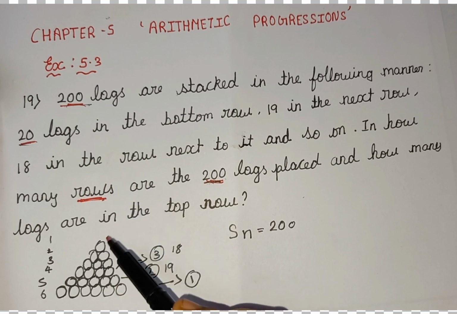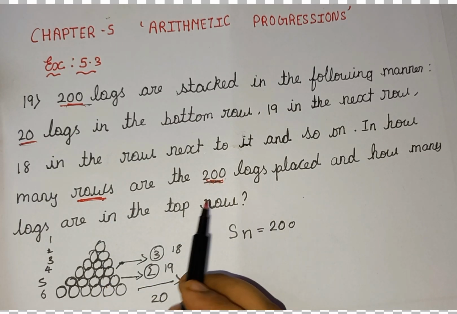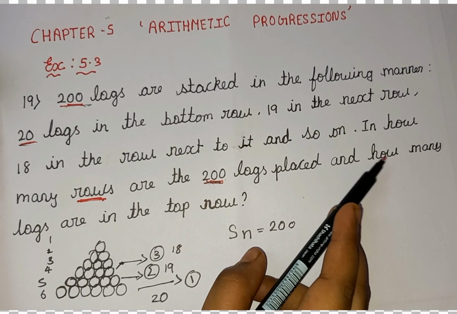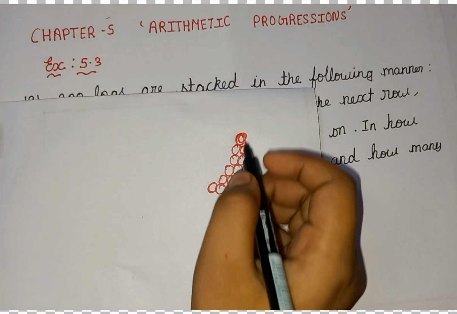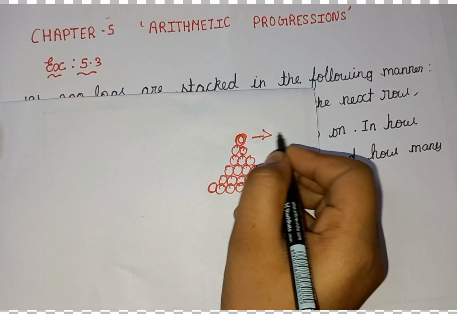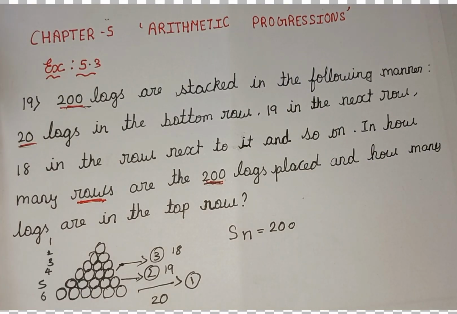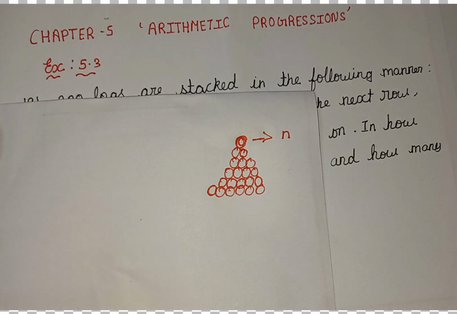Okay, so in these rows, 200 logs are placed. So we want to find how many rows there are, and then we want to find how many logs are in the top row. Here, if you see, this is the top row, isn't it? So we want to find the number of logs, n, placed in the top row.